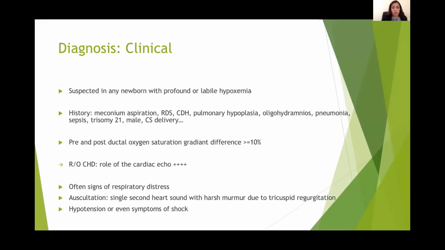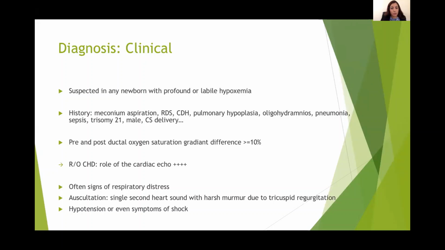chorioamnionitis or trisomy. Then we will check the pre and post-ductal saturation, and we will find a gradient difference equal or more than 10%. But as you can see, there is nothing specific about the PPHN. So we will need a cardiac echography, and it's playing a major role in this pathology. First of all, to rule out if there is any congenital heart disease. And second, to assess the severity and the myocardial function.